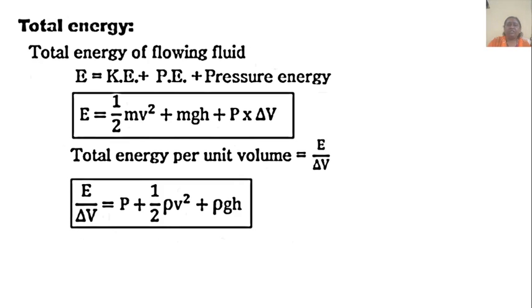Now, total energy of liquid, E, equals kinetic energy plus potential energy plus pressure energy. So, E equals half mv squared plus mgh plus P into delta V. So, total energy per unit volume equals E upon delta V, equal to P plus half rho v squared plus rho gh.